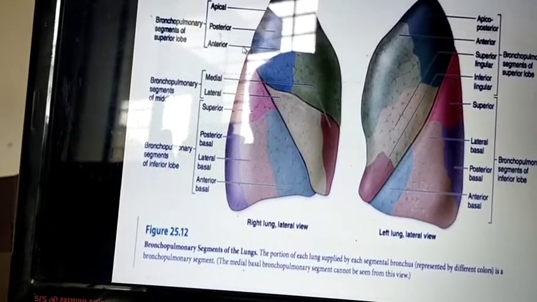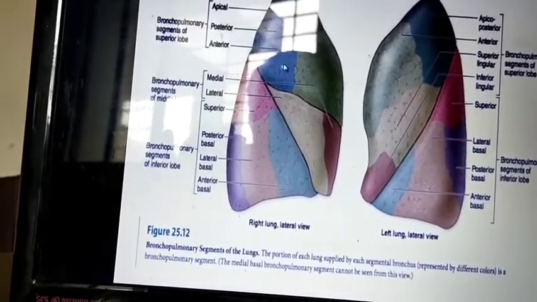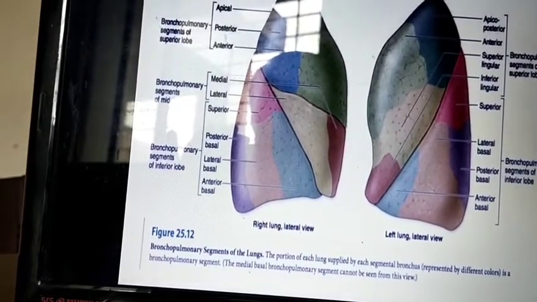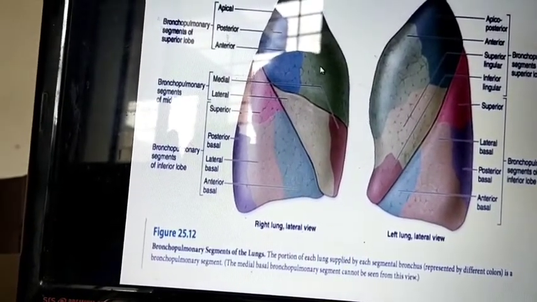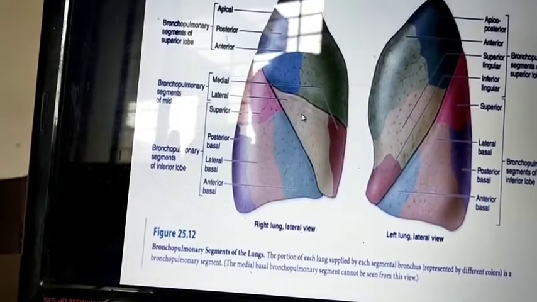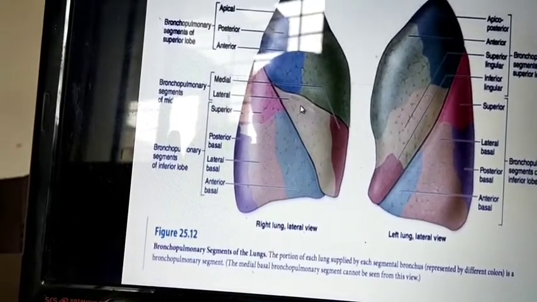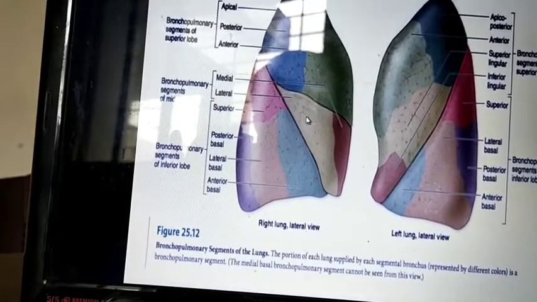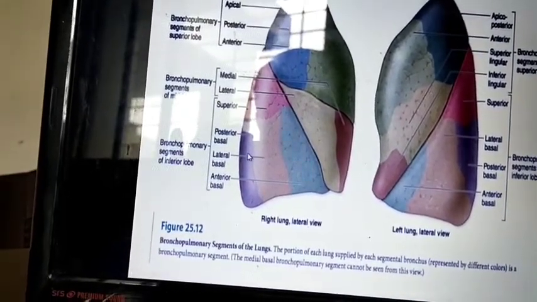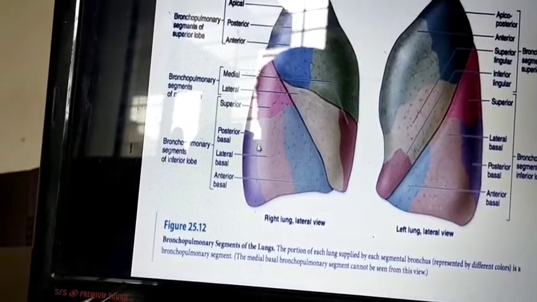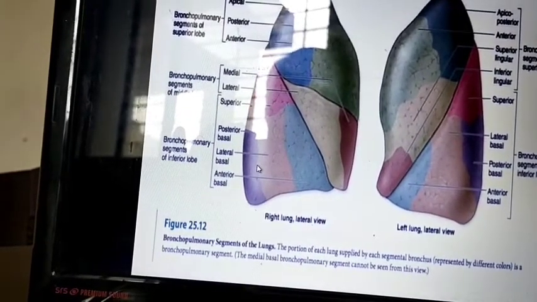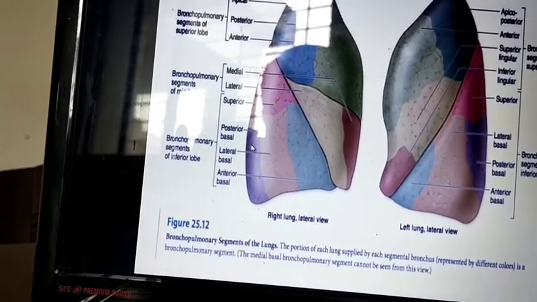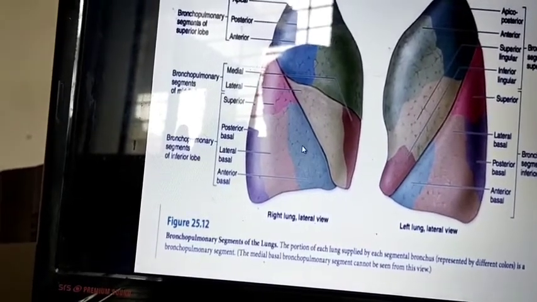You can see here the bronchopulmonary segments. On the upper side, on the right side, the superior lobe has apical, posterior, anterior. In the middle lobe there is a medial and lateral. Okay, and the inferior or lower lobe has superior, posterior basal, lateral basal, anterior basal.